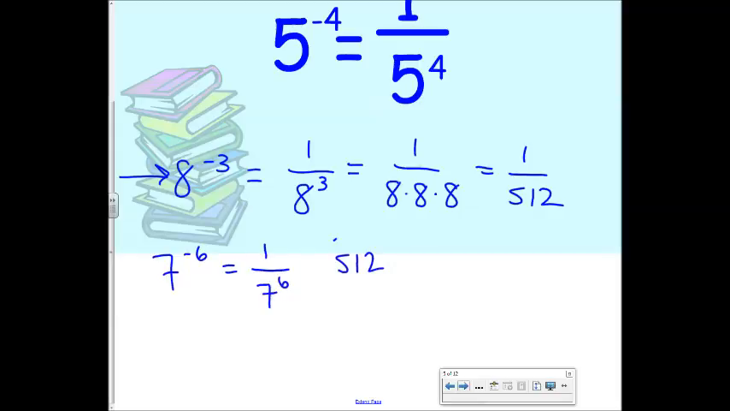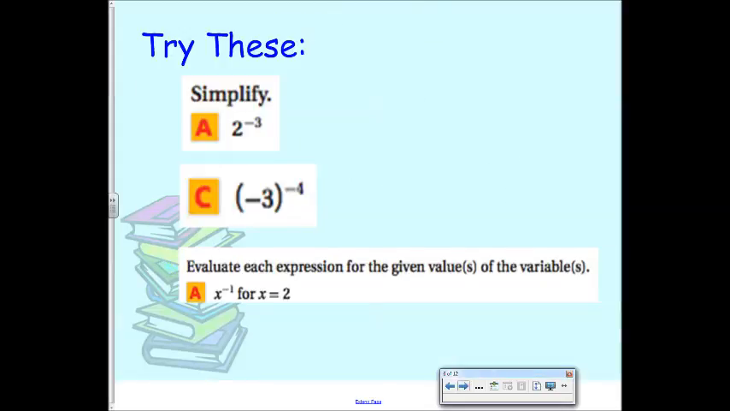All right, so how would I simplify this? A. Ollie? Good, and then what? Good, 1 over 8. Perfect. All right, 1 over 8. What about this one, C? Same thing? What would it look like?